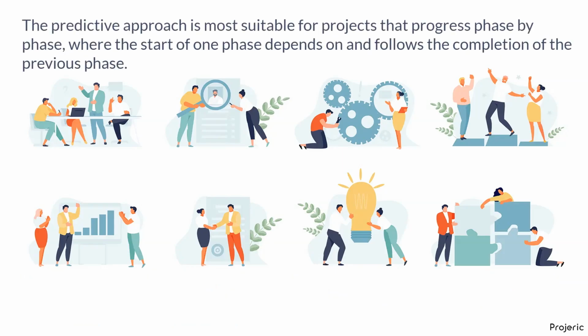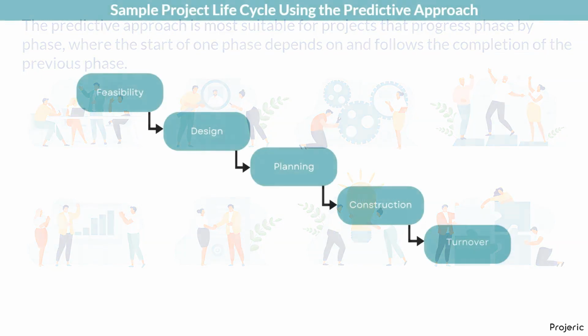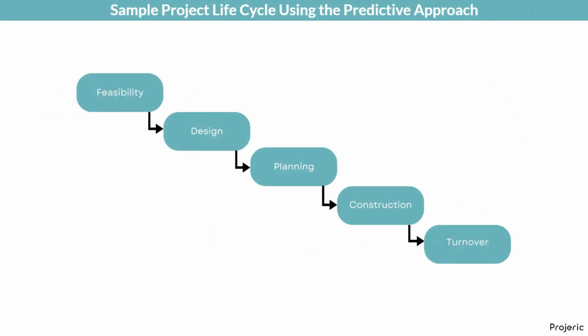The predictive approach is most suitable for projects that progress phase by phase, where the start of one phase depends on and follows the completion of the previous phase. Following is a sample life cycle for a construction project for which the predictive development approach is most suitable. In this example, the project phases develop sequentially, starting from the feasibility phase to design, planning, construction, and turnover.